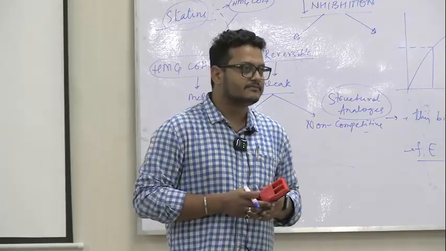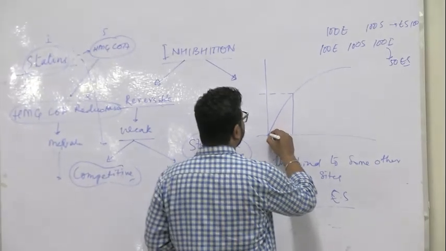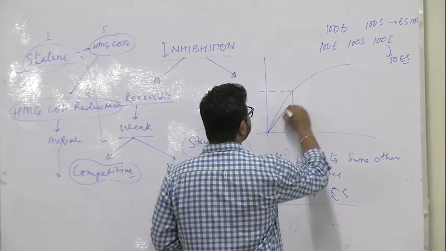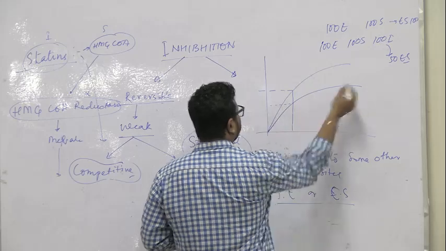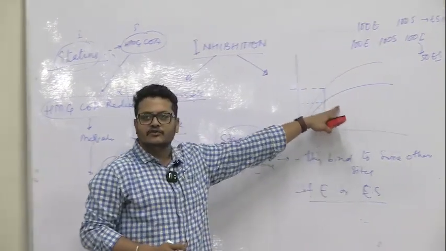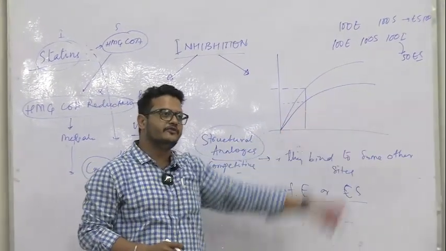No change. Okay. What do you think is going to happen with the Vmax? There are two lines. Which one should be for substrate? Which one should be for inhibitor?